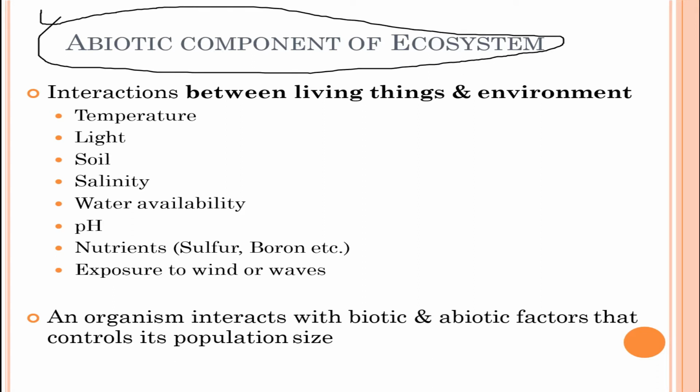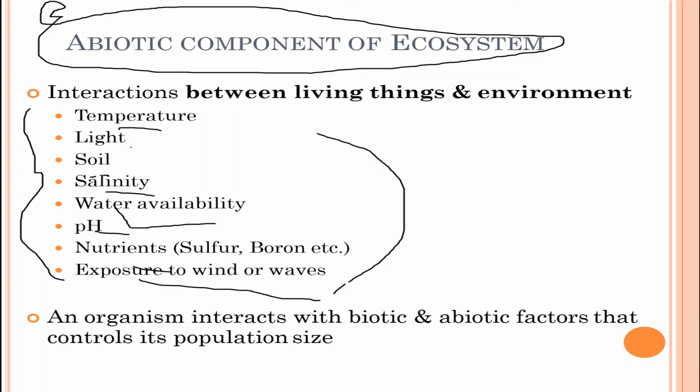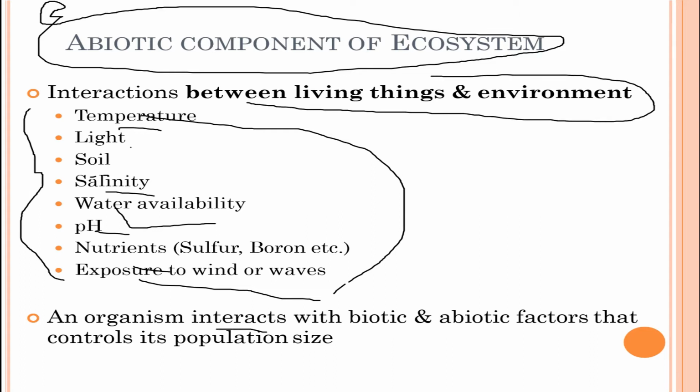Till yesterday we studied about biotic components of ecosystem, and today we are going to study about abiotic components of ecosystem. We all know the abiotic conditions, which can be majorly temperature, light, soil, salinity, water availability, pH, nutrients, and exposure to winds or waves. Basically it's an interaction between living things and environment. An organism interacts with biotic factors and abiotic factors that control its population size.